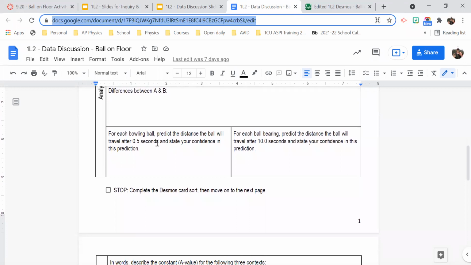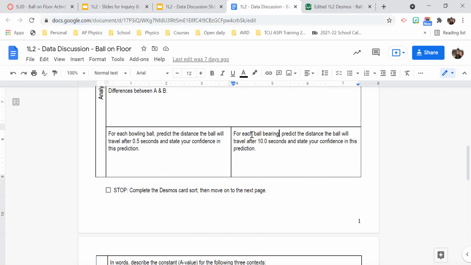For each ball bearing, predict the distance the ball will travel after 0.5 seconds. State your confidence for that prediction. Oh, it says ball bearing, that should be bowling ball as well. Or whatever ball you used in your in-person one. Predict the distance the ball will travel after 10 seconds and state your confidence.